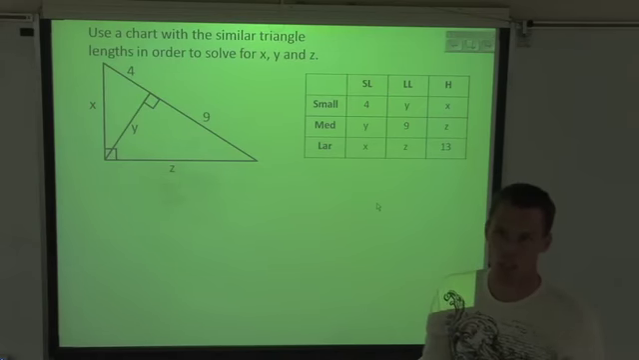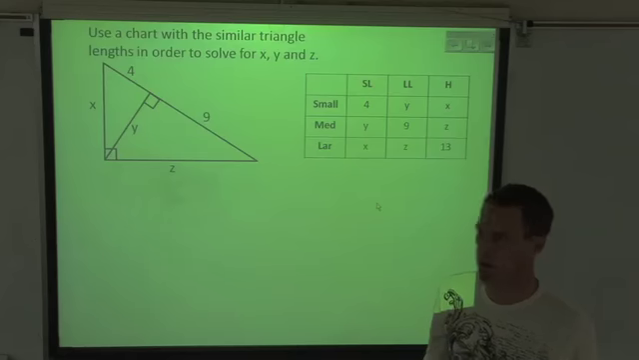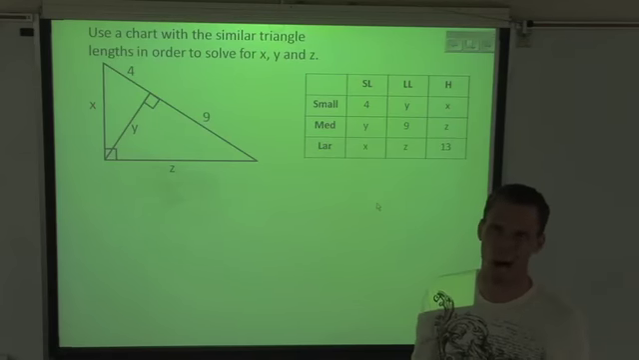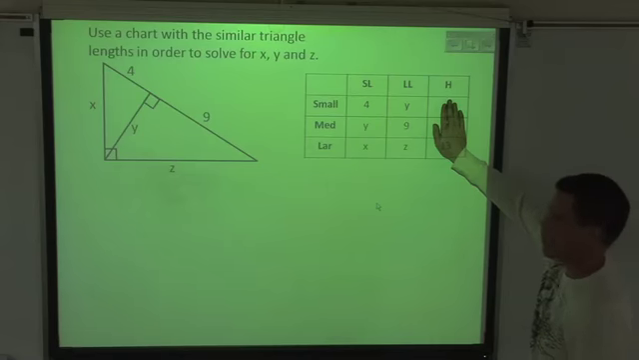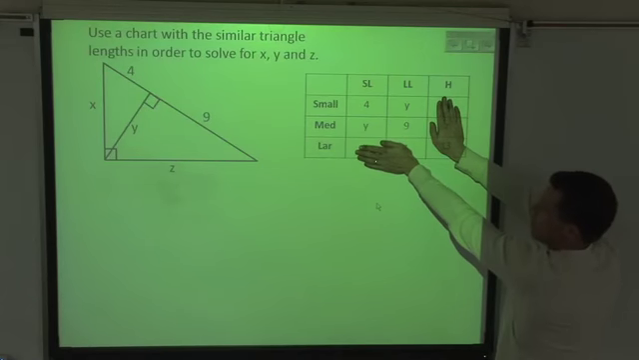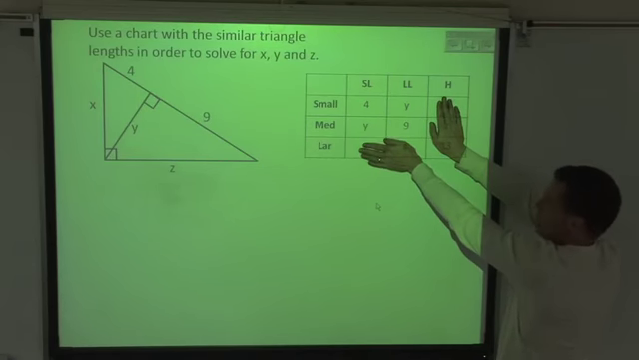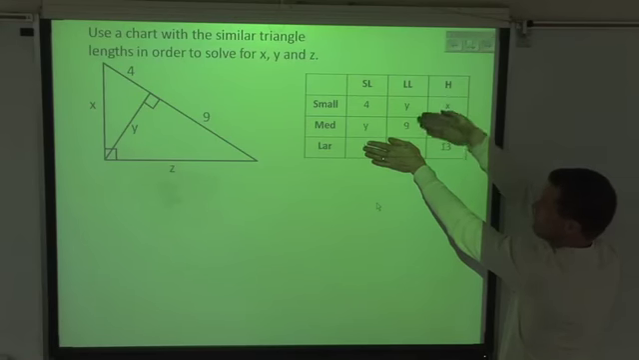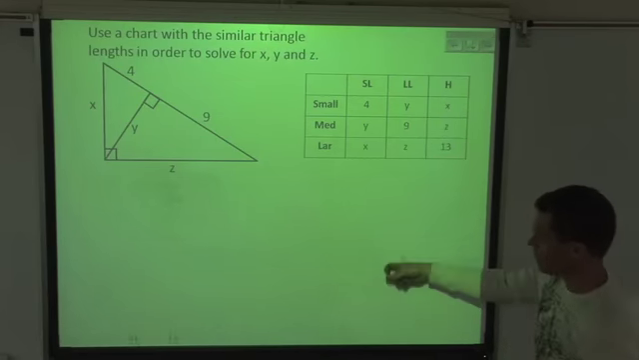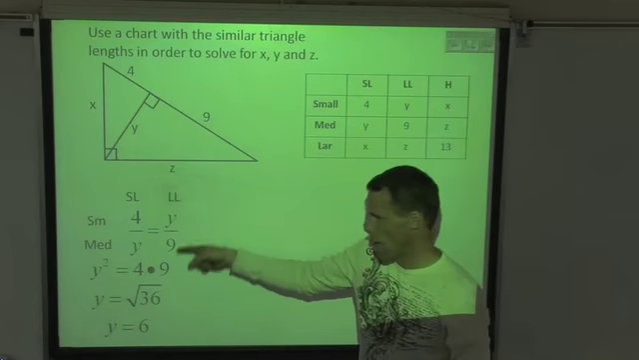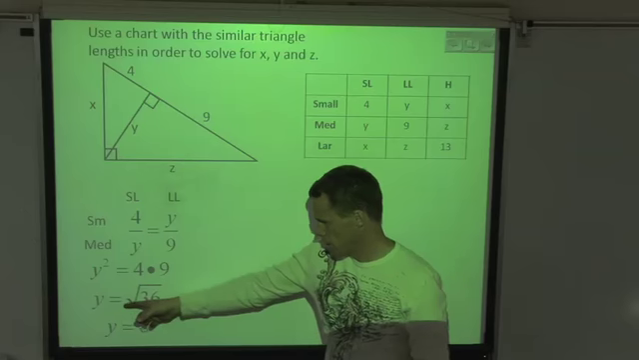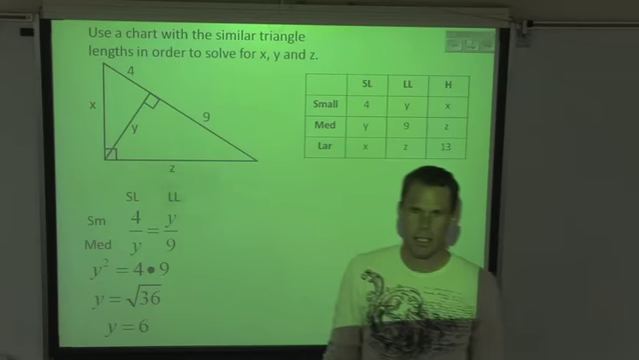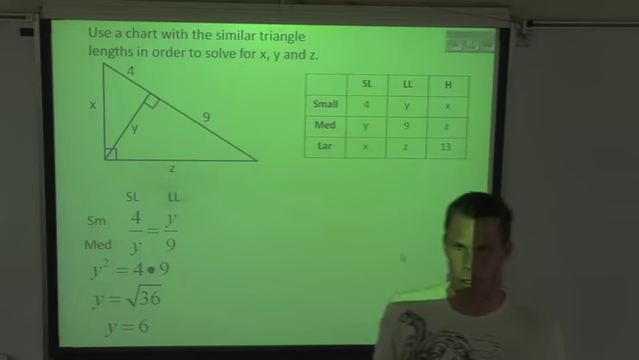Now, just pick a variable you want to solve for. I want to solve for y. There's no y in this column, and there's no y down here. Oh, there it is. I have solved for y. 4 over y equals y over 9. Y squared equals 4 times 9. Square root of 36 is 6. And yes, that was a geometric mean.